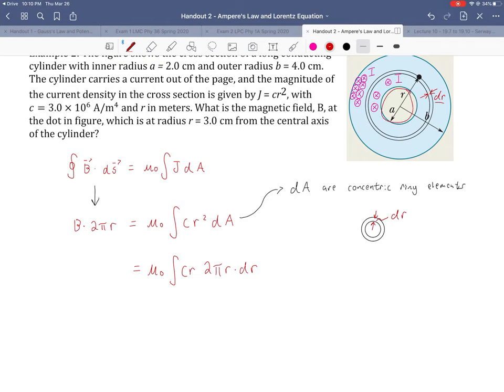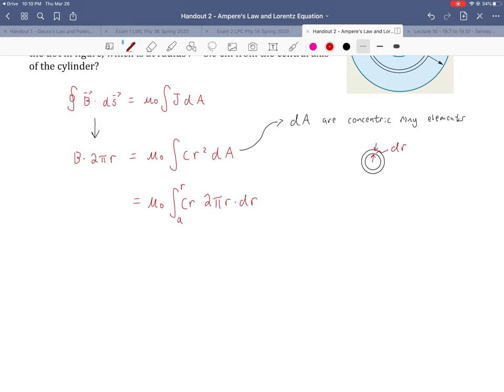But we can't go from 0 to R because there's no current in that empty space in the middle. So our limits of integration have to go from A to R. Simple as that. Okay? So then let's go ahead and continue with actually solving this with the rules of antiderivatives.